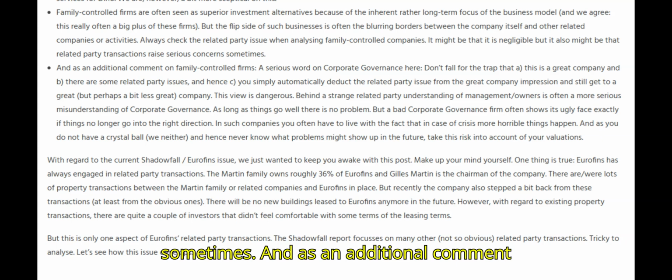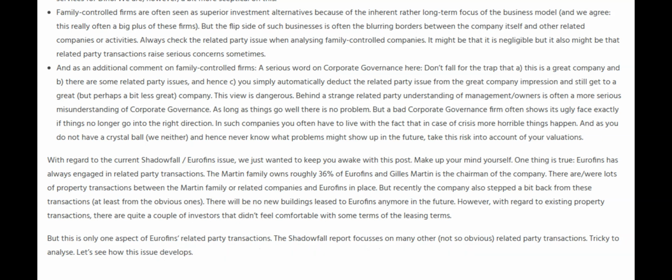And as an additional comment on family-controlled firms, a serious word on corporate governance here: don't fall for the trap that A, this is a great company and B, there are some related party issues, and hence C, you simply automatically deduct the related party issue from the great company impression and still get to a great, but perhaps a bit less great, company. This view is dangerous. Behind a strange related party understanding of management owners is often a more serious misunderstanding of corporate governance.